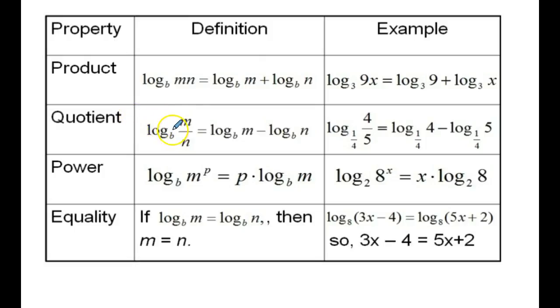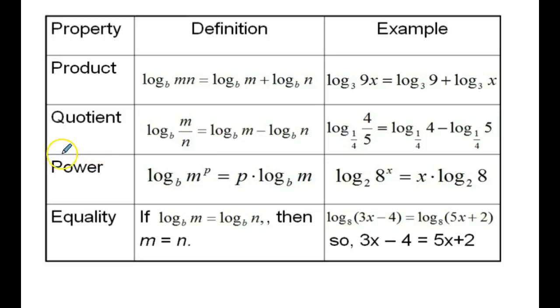Similar idea for the quotient property. If we have a log with our base and we have two factors being divided within the logarithm, then we break this apart into two separate logarithms using the operation of subtraction. So multiplication relates to addition, division relates to subtraction.